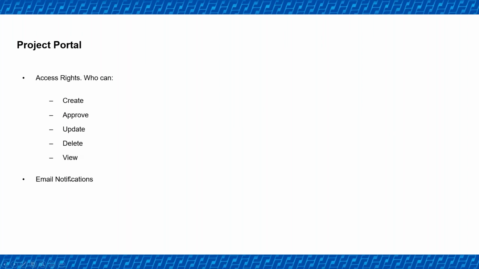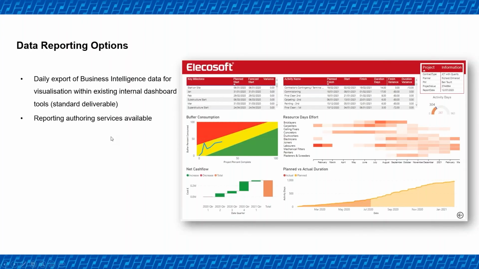You have email notifications, so when a project gets created, it can send a notification to the relevant planner, planning manager, or construction manager that the project has now been created for them. You can set up reminders on a weekly basis that they need to be updating their project. So you can set all those notifications up as you go. You've got the daily reporting side on there as well.